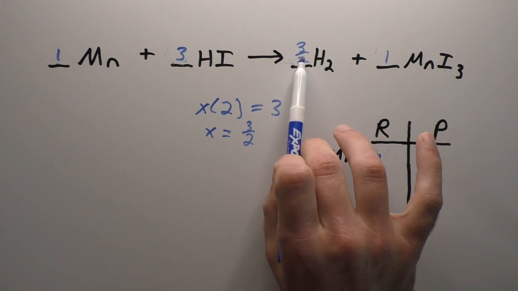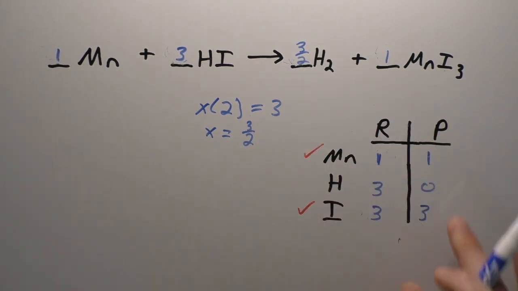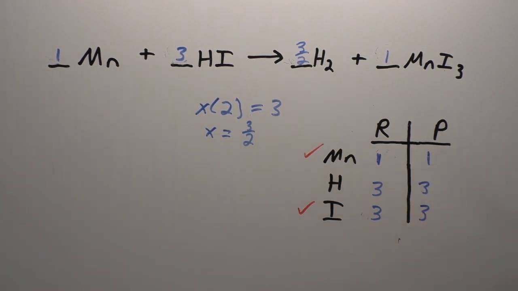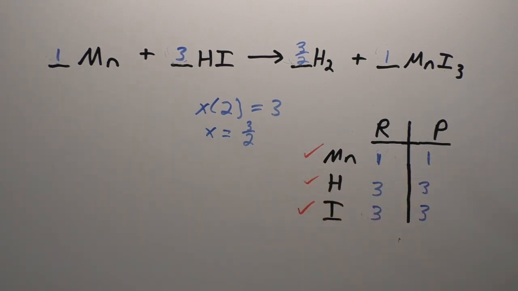And that makes the number of hydrogens on the right-hand side of the equation 3. If we take 3 halves, the coefficient, and multiply it by 2, the subscript, those 2's are going to cancel out, and we'll end up with 3. So hydrogen has now been successfully balanced. Now, depending on what kind of teacher you have, some teachers are perfectly fine with their students leaving an equation just like this with a fractional coefficient. Other teachers do not accept fractional coefficients and will require you to get rid of the fraction and have whole numbers for all of the coefficients. So I'll go ahead and show you how to do that.